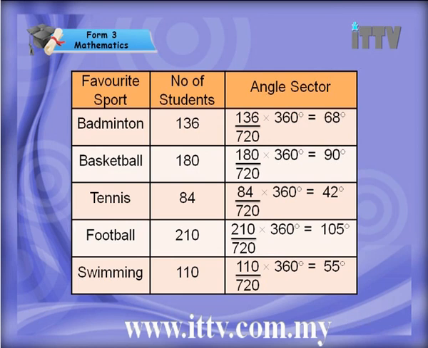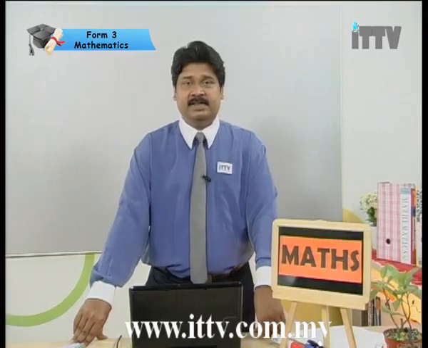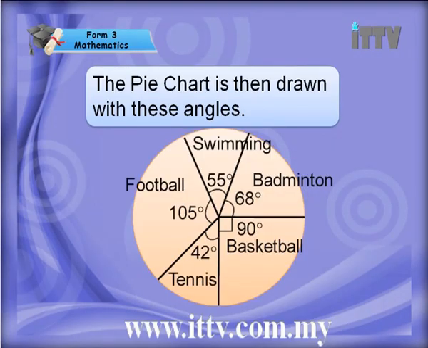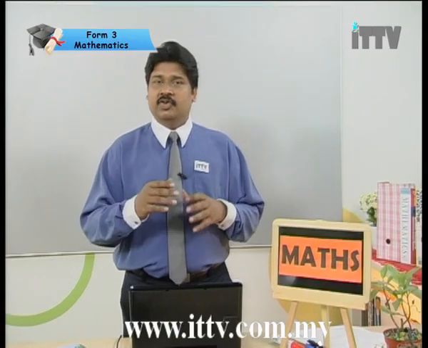Well, boys and girls, to make it short, we have an answer. For badminton, we have 68 degrees, basketball 90 degrees, tennis 42 degrees, football 105 degrees, and swimming 55 degrees. Once we have established all these angle sectors, the next thing that we need to do is to draw the pie chart. Since we have deduced all the relevant angle sectors, we put them into the pie chart accordingly. We have football 105, swimming 55 degrees, badminton 68 degrees, tennis 42, and the rest is for basketball. This is how we should attempt drawing a pie chart.